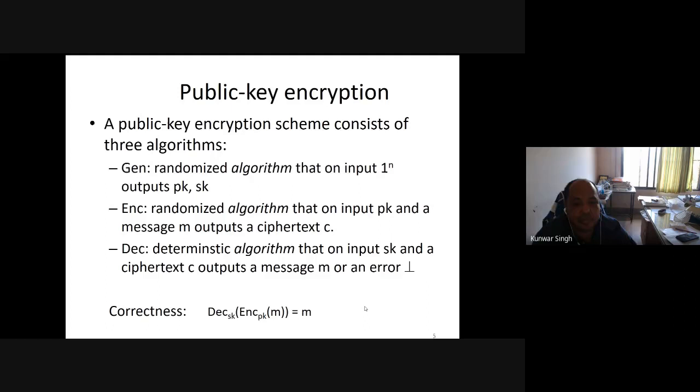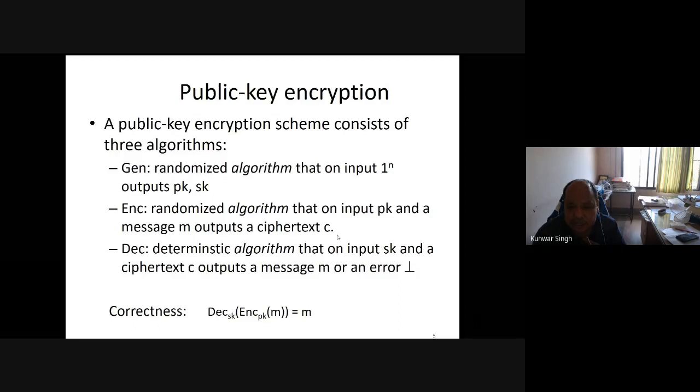So public key cryptography has three algorithms. The first part is key generation, the second part is encryption, and the third part is decryption. In key generation, the output will be a public key and a private key. Every user will generate a public key and a private key. For encryption, the input will be the public key of the receiver and the message. The output will be the ciphertext.